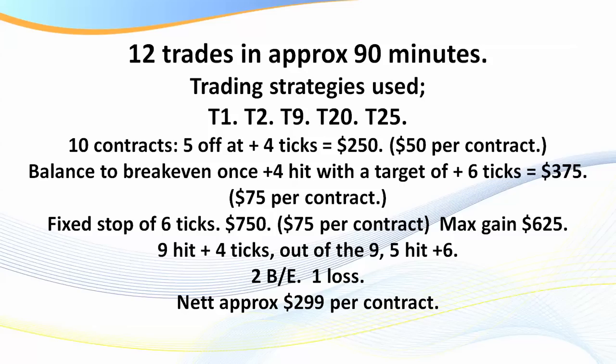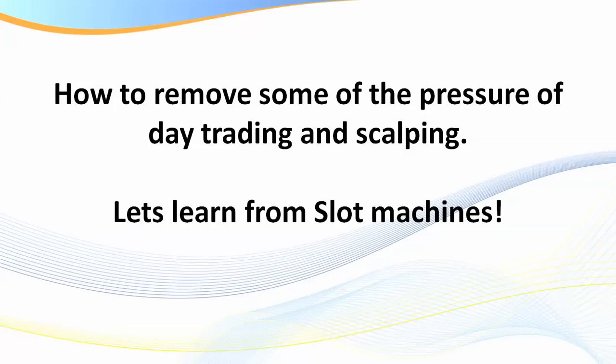So 9 hit plus 4 ticks, and then it went to break even. Then out of those 9, 5 went on to hit plus 6, and as you'll see, 1 or 2 of those I moved to break even plus 1. Then I had 2 break-evens and 1 loss, which are all around each other, which are actually mistakes, and I'll show you the silly things I did wrong. And so that was a net of around $299 per contract, somewhere in that sort of vicinity.